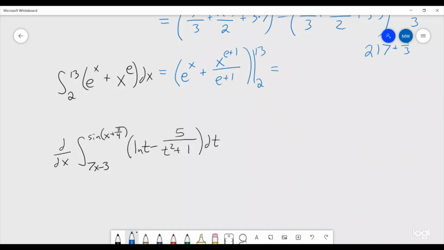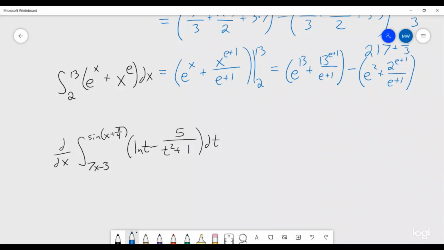So this one's going to be e to the 13 plus 13 to the e plus 1 over e plus 1, minus e squared plus 2 to the e plus 1 over e plus 1. And that's going to be our final answer because none of those are going to combine nicely. So that's how we're going to leave it.